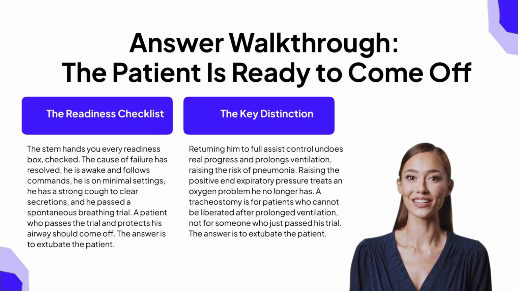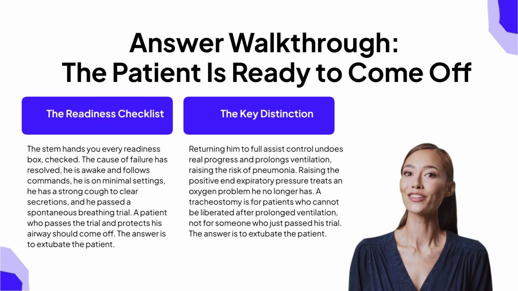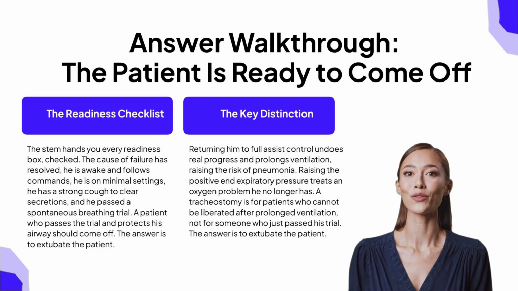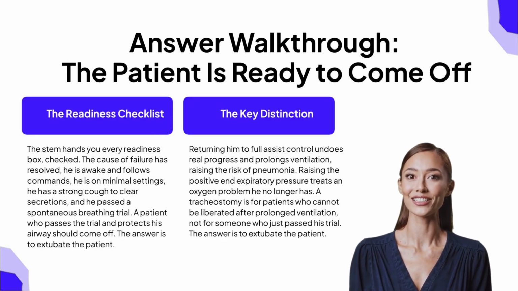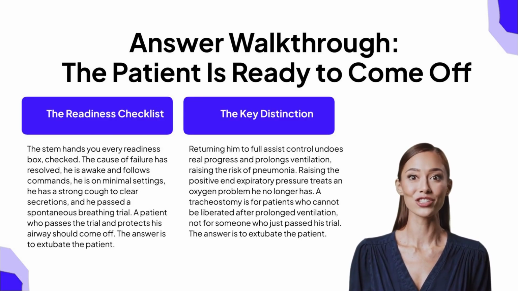First, run the readiness checklist, because the stem deliberately hands you every box already checked. The cause of his respiratory failure has resolved. He is awake and following commands, so his mental status is fine. He is on minimal settings, with a low fraction of inspired oxygen and a low positive end expiratory pressure. He has a strong cough, which means he can clear his own secretions and protect his airway. And he just passed a spontaneous breathing trial, breathing comfortably for 30 minutes with stable vital signs.